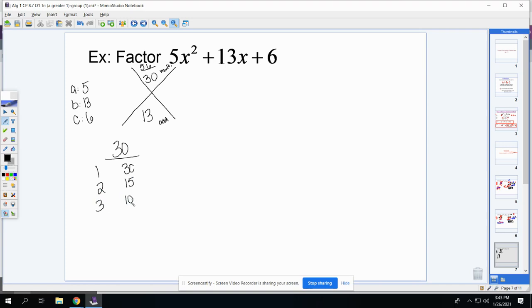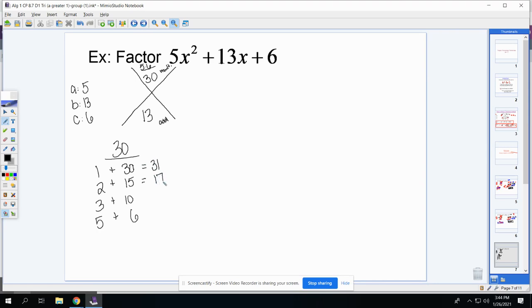3 times 10. This is where it would be really nice if you wrote these down every time. You wouldn't have to go through and figure out exactly what these were again. You could just look back on your prior examples. So now I know all of these factors here multiplied to give me 30. Let's see what they add to get us. Hopefully, we're going to get a 13 in here somewhere.